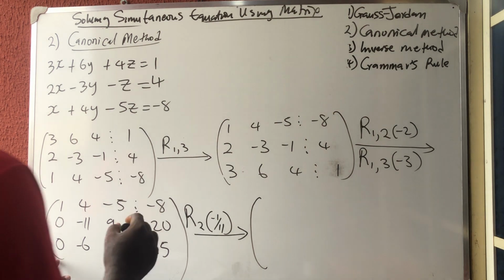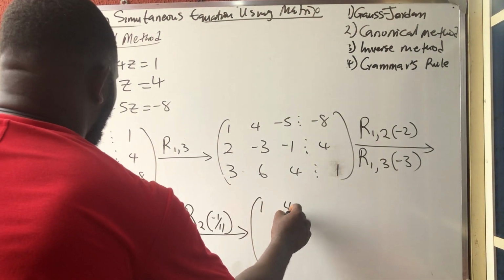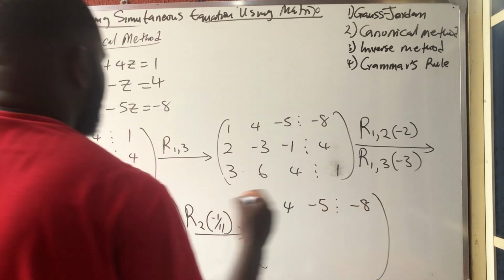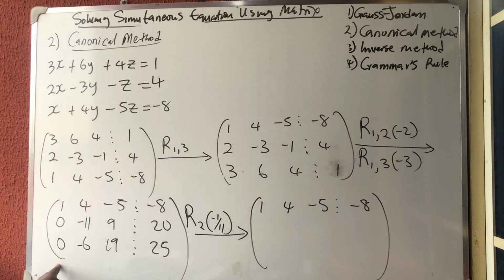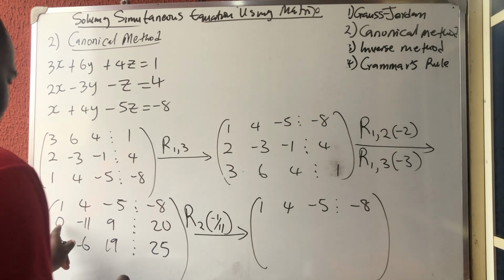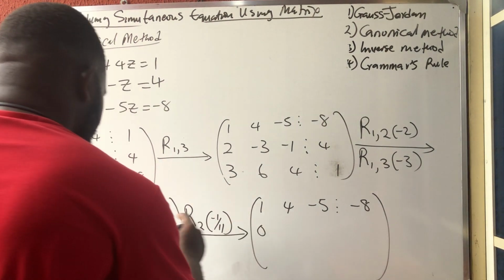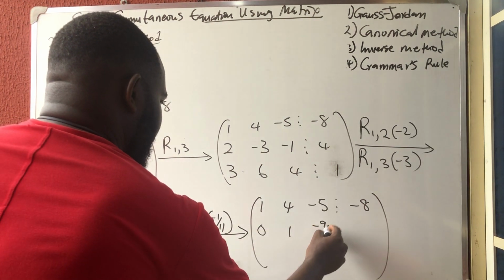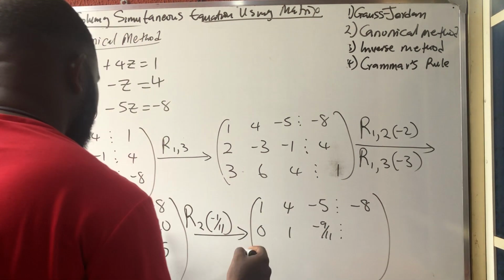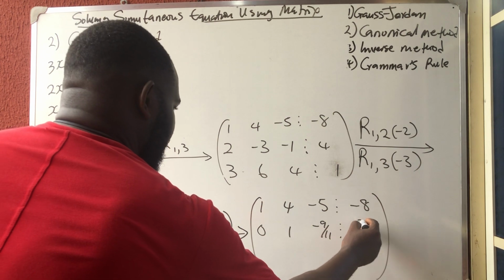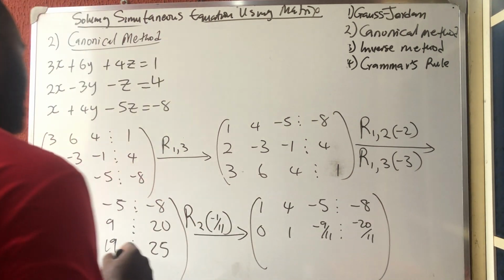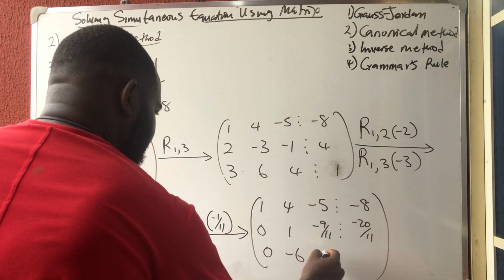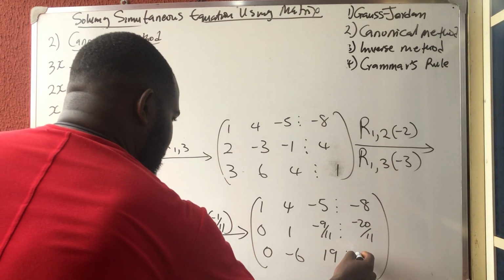So let us go. Row 1 remains the way it is: 1, 4, minus 5, dot, dot, dot, minus 8. Okay, so we now have, this time this is 0. This time this is 1. This time this is minus 9 over 11, dot, dot, dot. This time this will give you minus 20 over 11. Okay, so this one remains the way it is: 0, minus 6, 19, dot, dot, dot, 25.